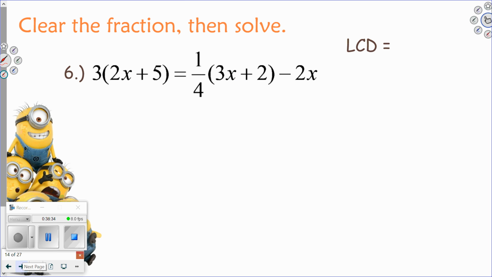What's your LCD? 4. You literally only have one number on the bottom. Okay, so it is 4. So when I go to multiply, do I multiply the 3? Yep, I do. I multiply that by 4. Do I touch the parenthesis?